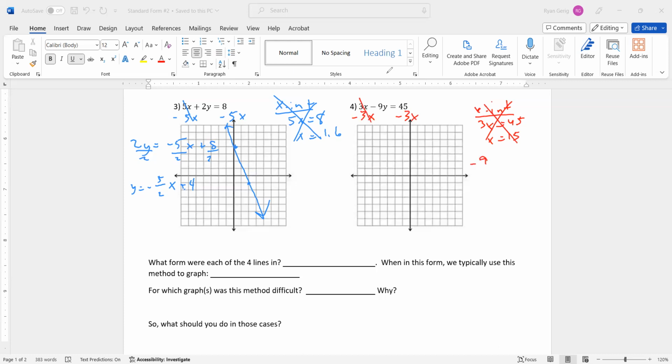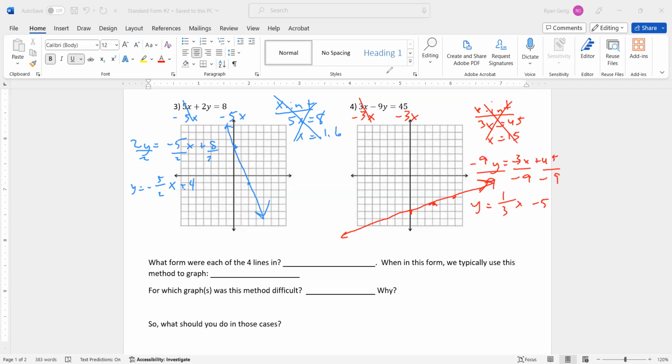So I get negative 9y equals negative 3x plus 45. Divide by negative 9. I get y equals negative 3 divided by negative 9. Be careful there. That's a negative divided by negative, first of all, so it's going to be positive. And 3 and 9 reduces to 1/3. 45 divided by negative 9 is negative 5. So down to 5. Up 1, right 3. And if I would do that over and over again, I would land on that dot that's way out here, like I said. It just wouldn't fall on the graph.